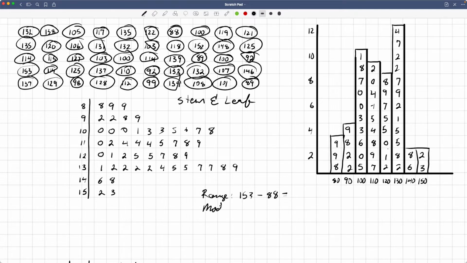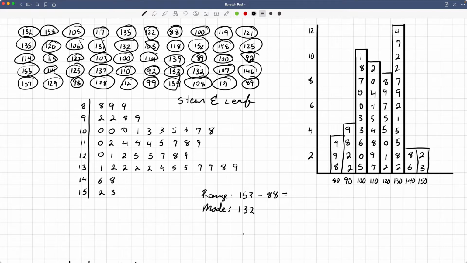So then I want to find my mode. So what I'm going to do is look for the number that's used the most in the ones column. So I have a 2 here, 3, another 3, 2, oh, I have a set of 4. 132 is used 1, 2, 3, 4 times. So my mode is 132.